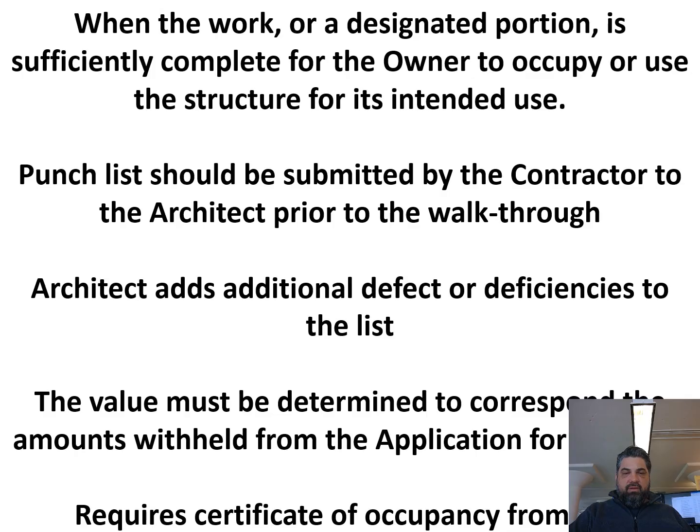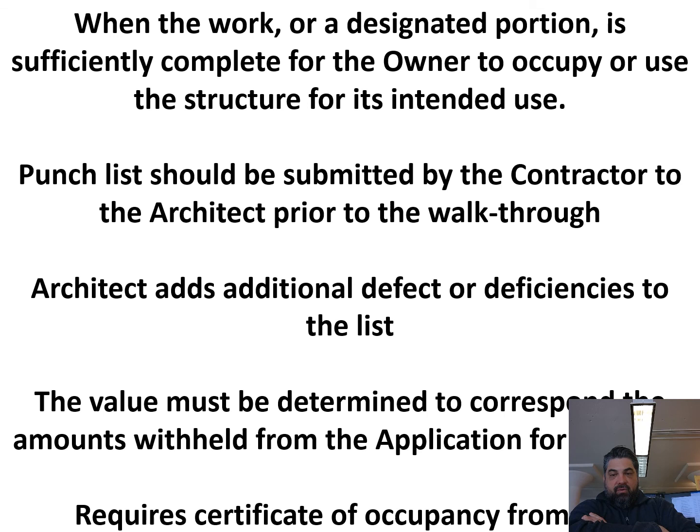Okay, substantial completion. We talked about what that definition was: the work or that designated portion is sufficiently complete for an owner to occupy or use that structure for its intended use. And typically, in order to confirm, you will have a site observation punch list. But before you go out to do your punch list, you will ask the contractor to submit their punch list of incomplete items before the walkthrough so that you can review those.